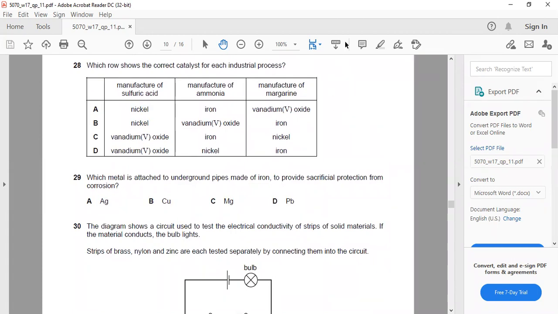28 is also easier according to Cambridge exam. 28 to 32 were easier. Manufacture of sulfuric acid, you don't need nickel. A, B wrong. Manufacture of ammonia, you use iron. C is the answer. And margarine, you use nickel.